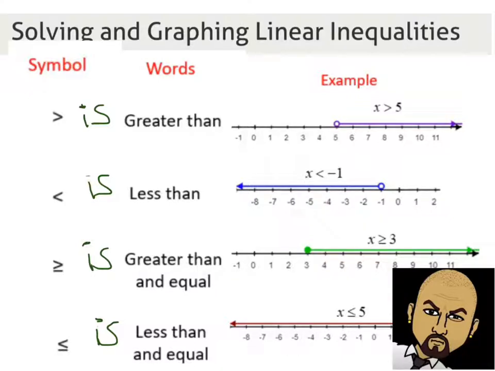Now we have to shade. We have to shade to the right. Why? Because where are the values that are bigger than 5? To the left or to the right of 5? They're going to be to the right. So we shade to the right.